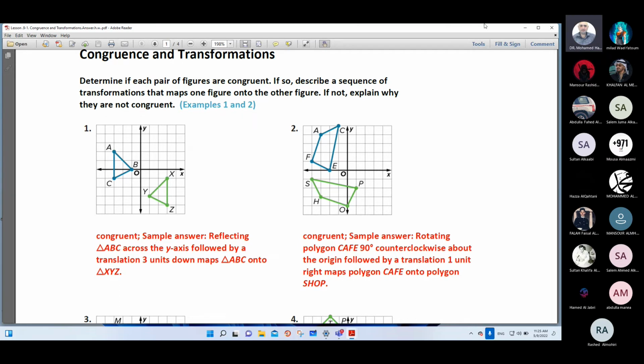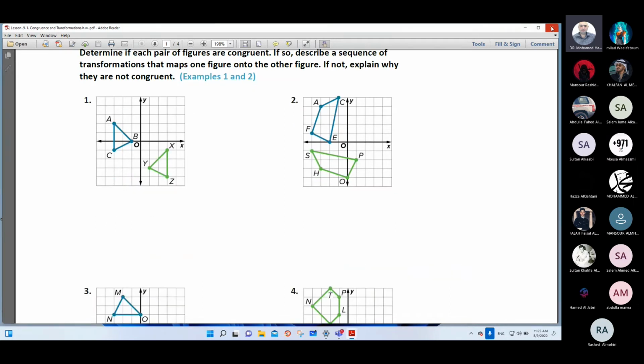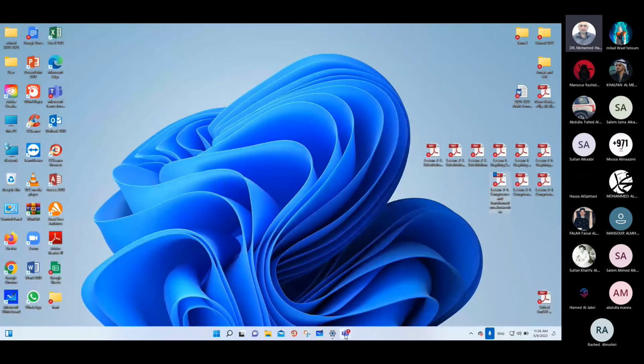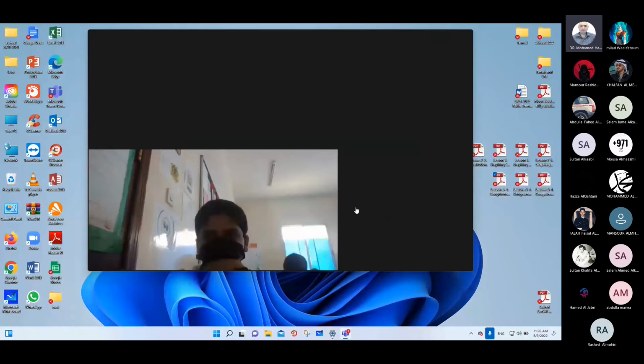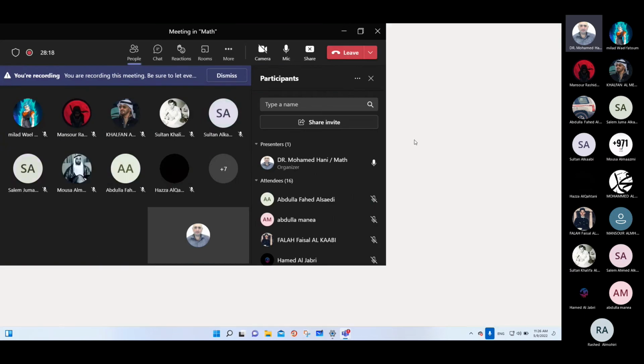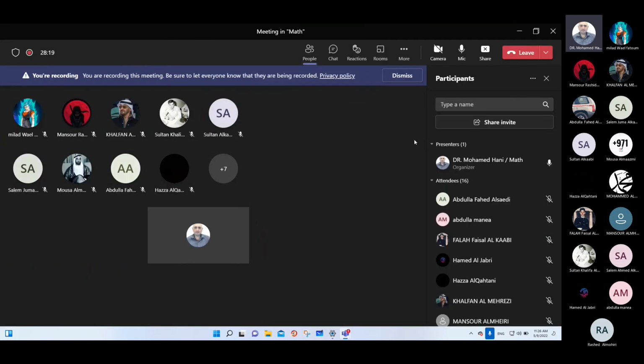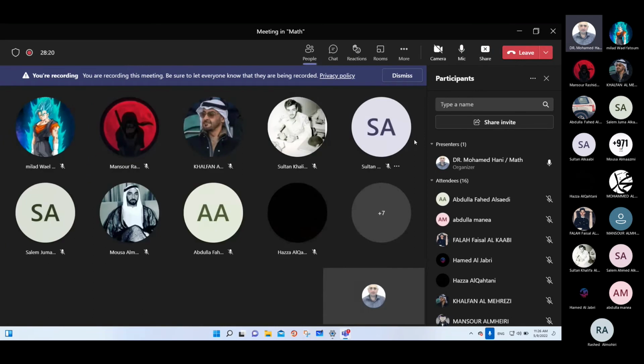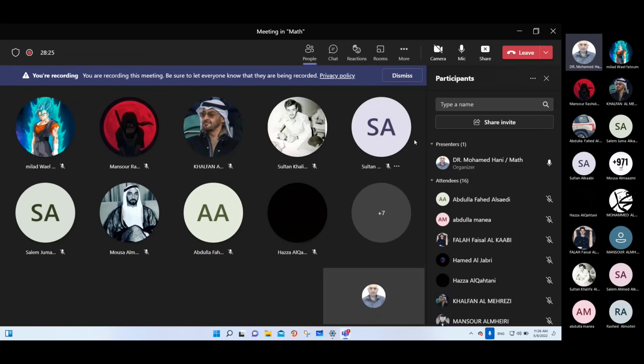Okay? So who has any question now? Sir, will the question include only reflection? The transformations, reflection, rotation, translation keep the same size, but dilation is different.